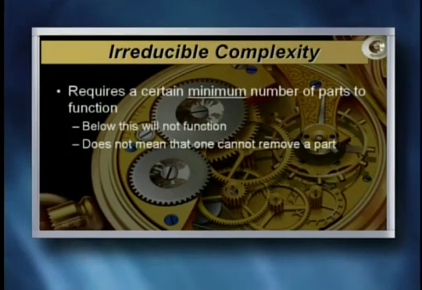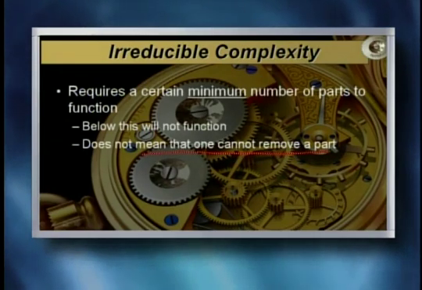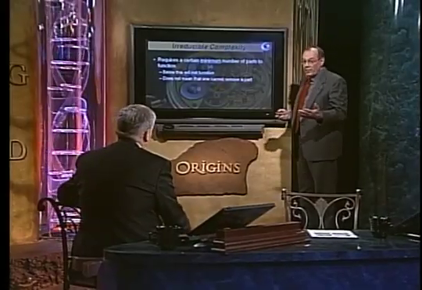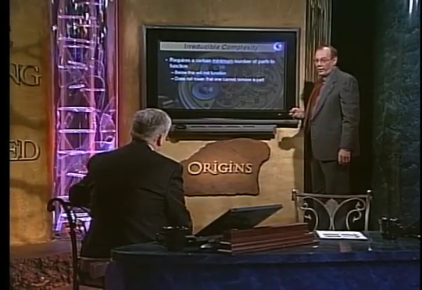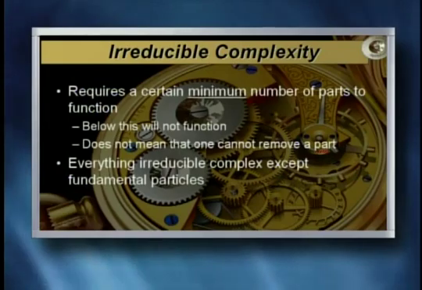And we find when we look at the world that just about everything is irreducibly complex. And I should mention, this does not mean that one cannot remove a part. It's often assumed that irreducible complexity means you cannot remove a certain part. It says there's a certain minimum number of parts that is necessary in order for something to function. I conclude that everything is irreducibly complex except what they call the fundamental particles.